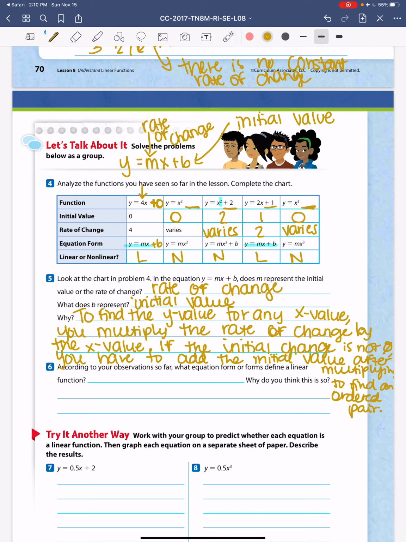Okay. And number 6, according to your observation so far, what equation form or forms define a linear function? That's what I talked about earlier. We could have y equals mx or y equals mx plus b. And why do you think this is so? In both equations, the amount y changes compared to the amount x changes is always the same.